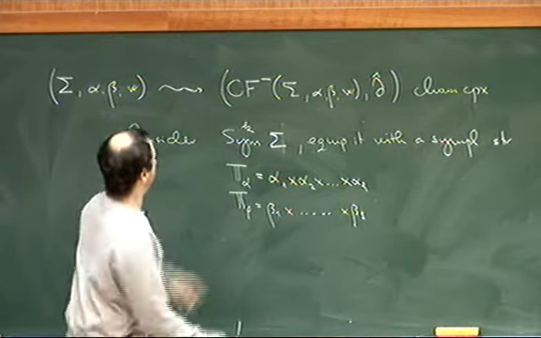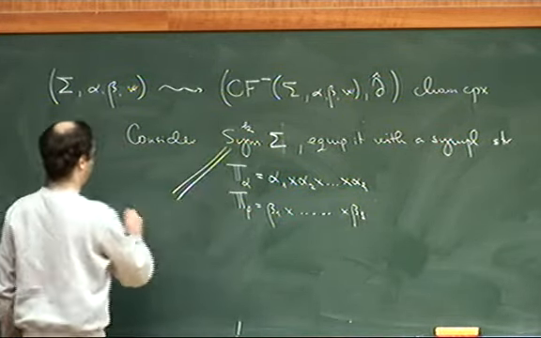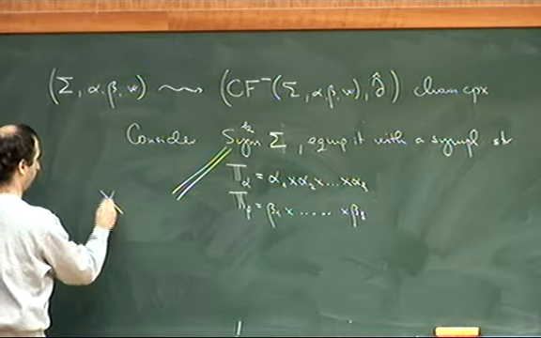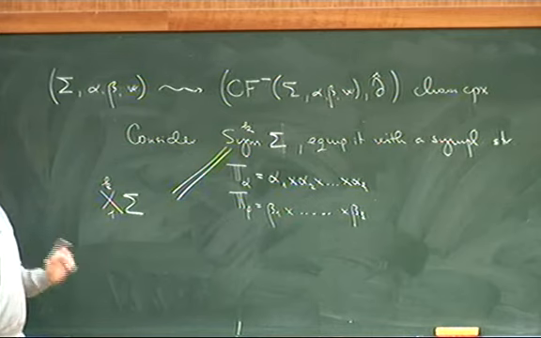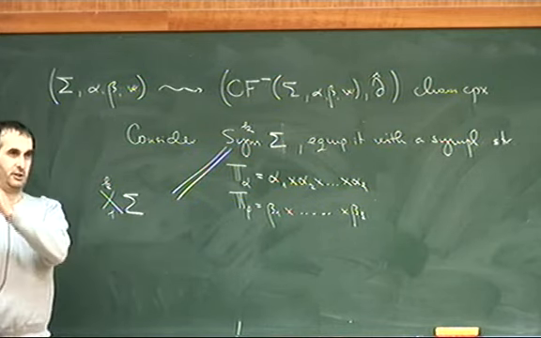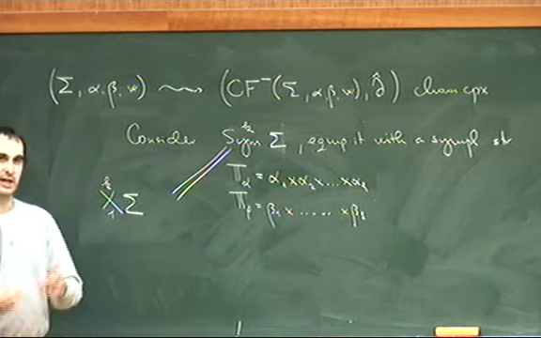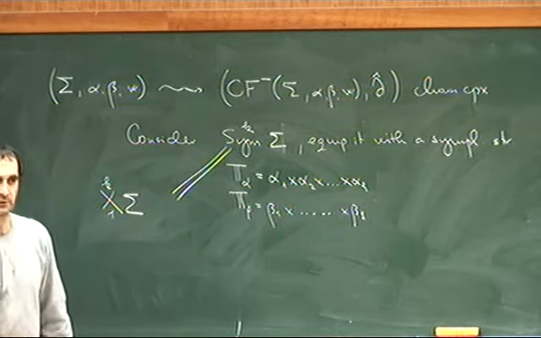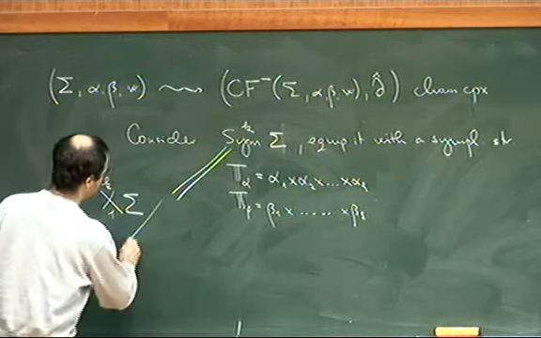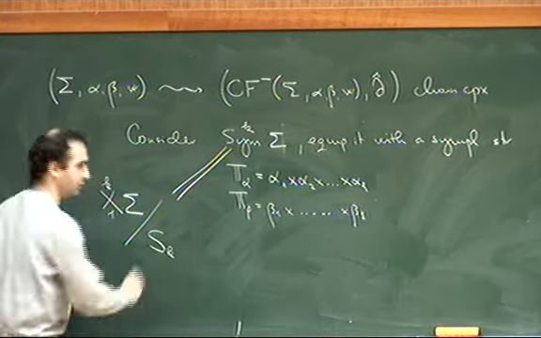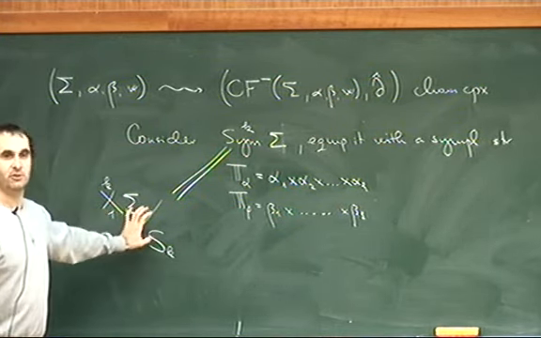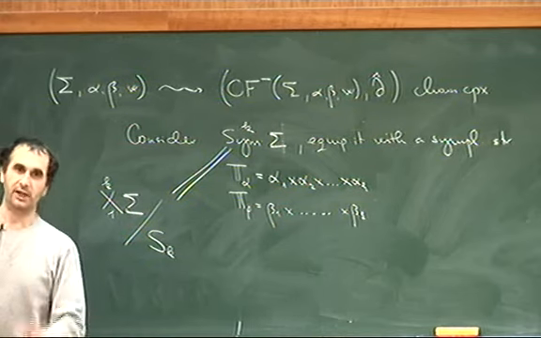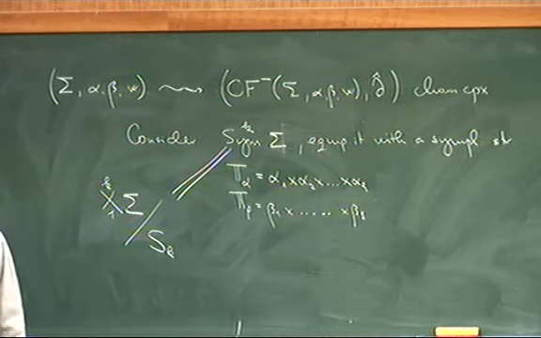Typically, what is the symmetric power? Well, we just take k copies of sigma and we take the direct product. This corresponds to the set of all ordered k-tuples of points of sigma, and we just factor out with the symmetric group on k letters. So the points in this space correspond to the unordered k-tuples of points of sigma.